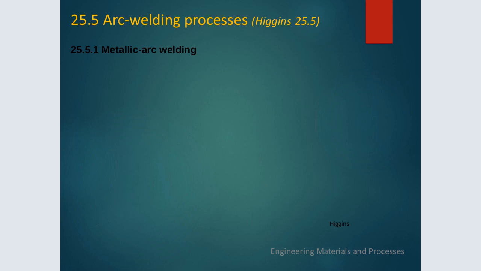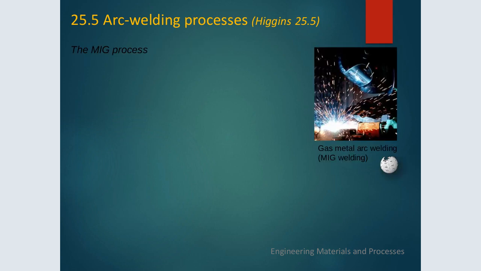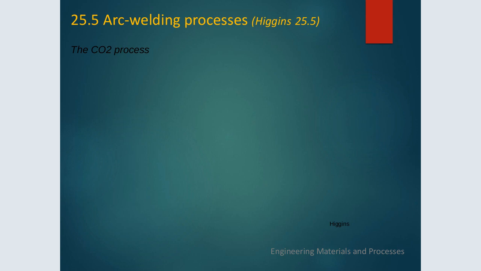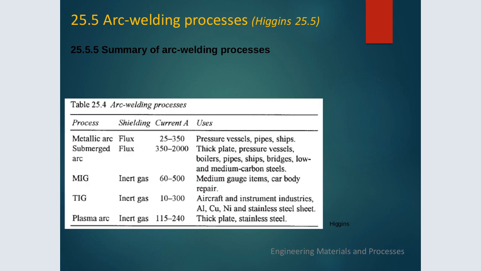And then we have arc welding, a process that is metallic arc welding. And then arc welding processes, another one is submerged arc welding. Then we have gas shield welding. Then we have the MIG process that is under arc welding steel. Then the CO2 process, plasma arc welding, those are still under arc welding. So the summary of arc welding processes are here.